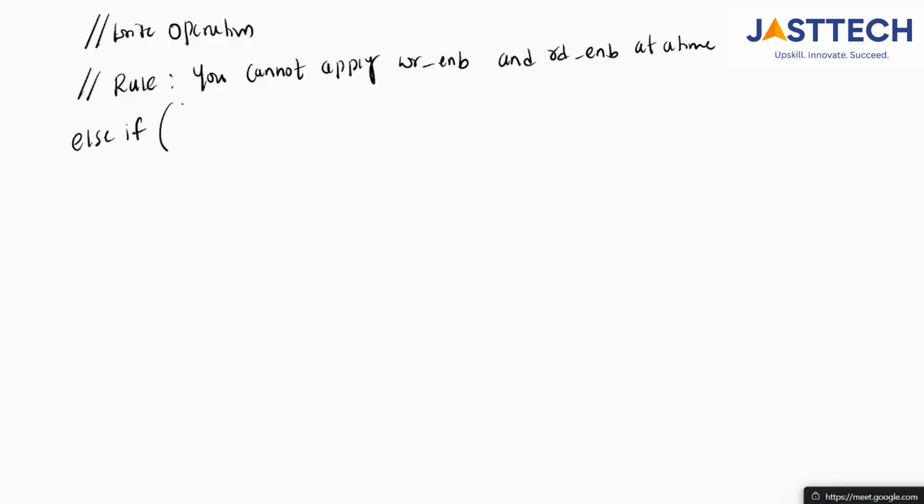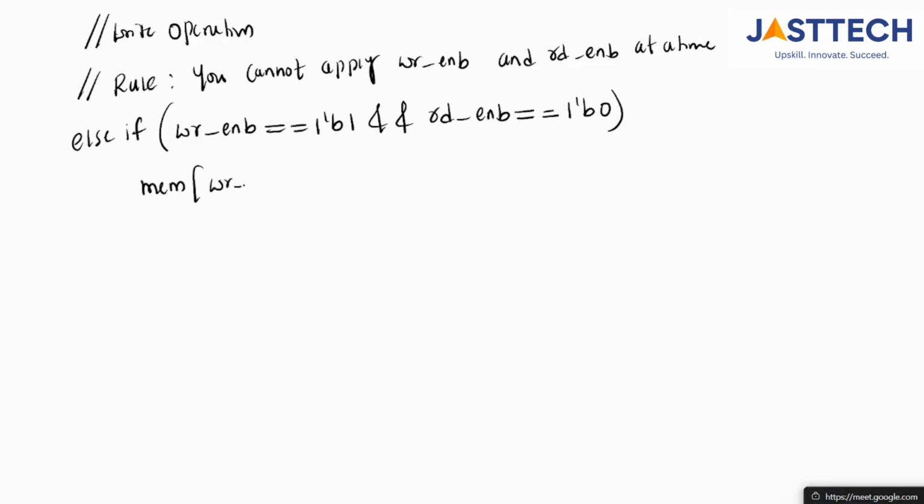So first I am giving write_enable equal to 1'b1 and logical AND read_enable, relational operator equal to 1'b0. Then mem of write_address with non-blocking assignment with data_in, that means within that address location I want to write the data. End. So this is nothing but the write operation.